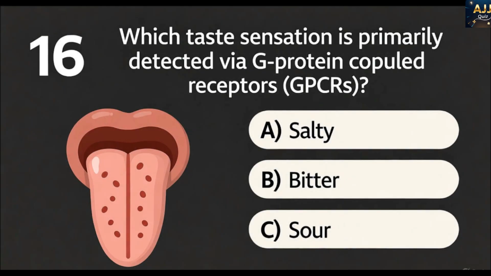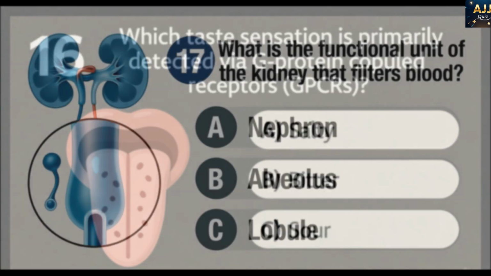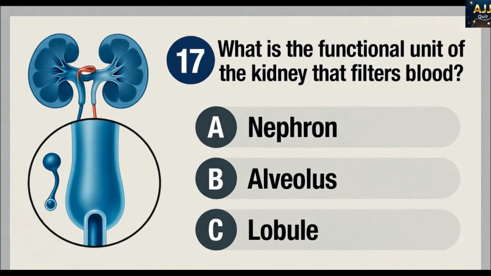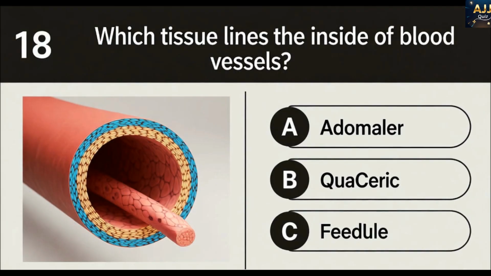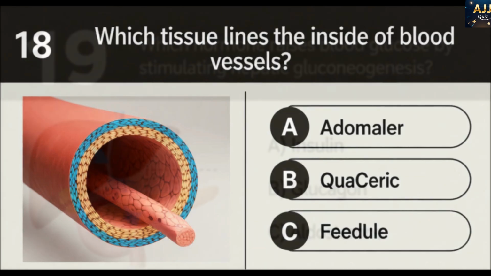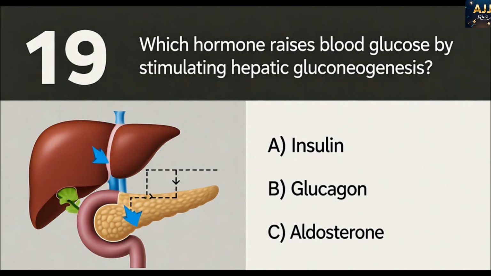Which taste sensation is primarily detected by G protein coupled receptors? The beta. What is the functional unit of the kidney that filters blood? The nephron. Which tissue lines the inside of blood vessels? Endothelium. Which hormone raises blood glucose by stimulating hepatic gluconeogenesis?